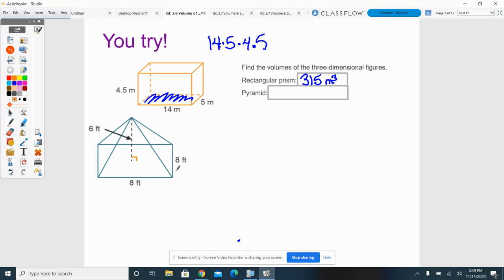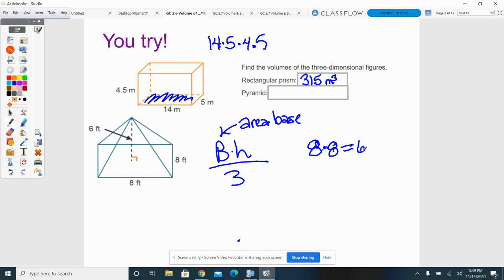Now, this pyramid would be a little bit different. It's going to be big B times H divided by 3 because of the point on the top. Big B is the area of the base, which in this case is the square. So you're going to take 8 times 8, which is the area of the square, 64, and that's going to be big B. So you take 64 times the height, which is 6, divide by 3, and you will get the volume. You type that in your calculator, and I'm getting 128. And this time we're talking about feet cubed. So that's how we did volume.